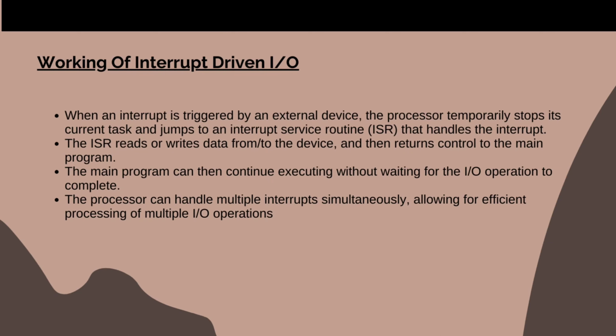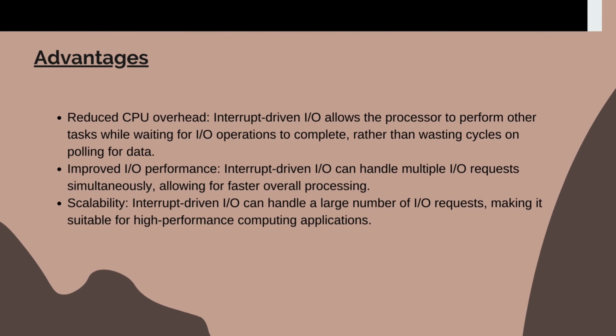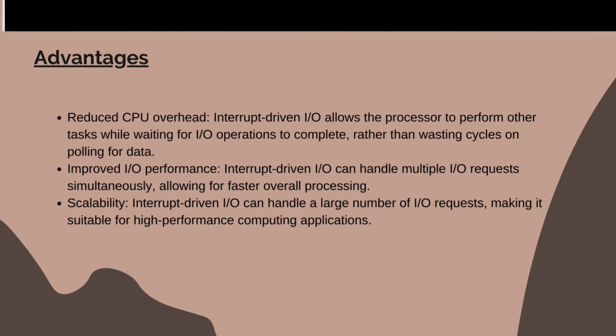The processor can handle multiple interrupts simultaneously, allowing for efficient processing of multiple IO operations. Let me see the advantages of interrupt. The interrupt reduces the CPU overhead, that is, interrupt driven input output allows the processor to perform other tasks while waiting for input output operations to complete, rather than wasting cycles on polling for data. So what is polling? Keep watching all the time for interrupts.